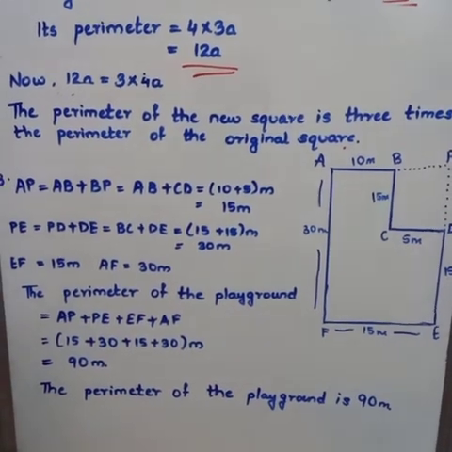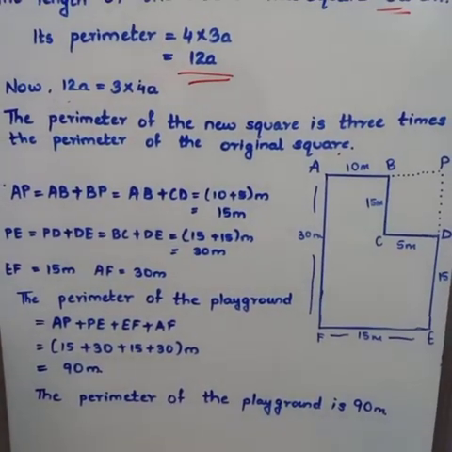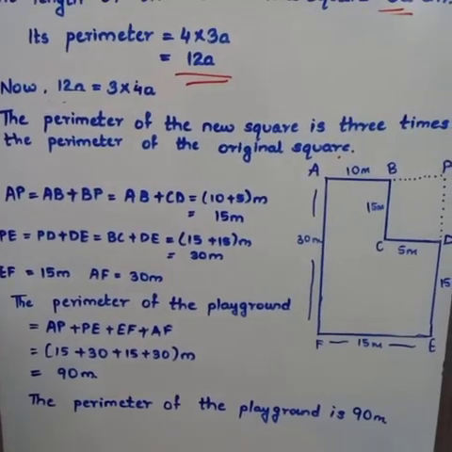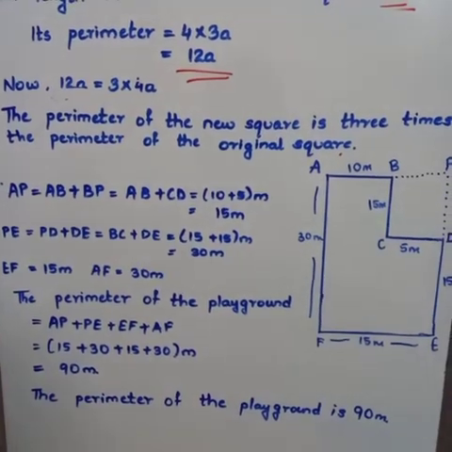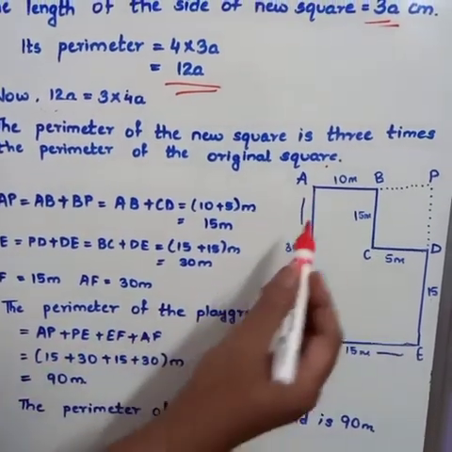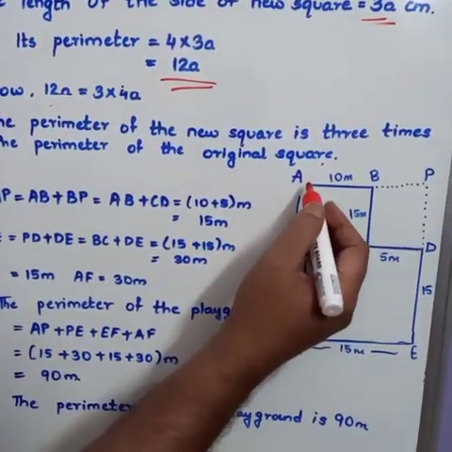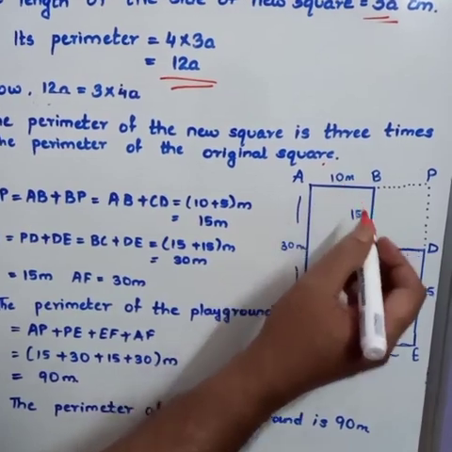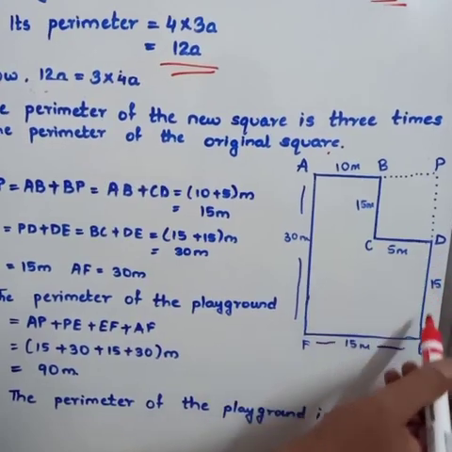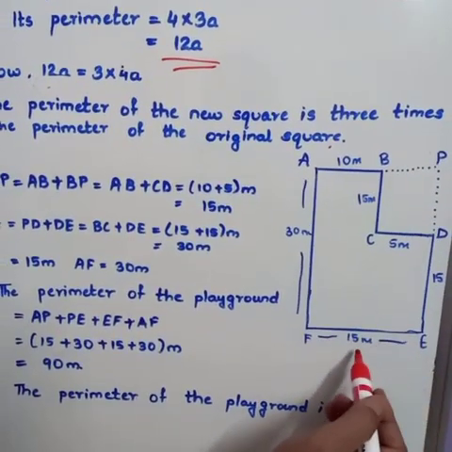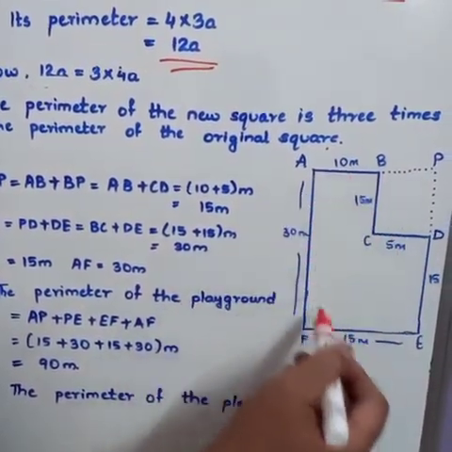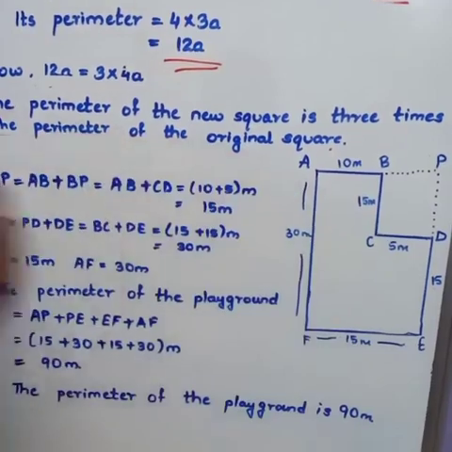Now we will solve the third sum. The figure of a playground is given. The lengths of the sides are given. Find the perimeter of the playground. You can see a diagram in your textbook. I made some changes over here. You can copy this figure. AB is given as 10 meter, BC is 15 meter, CD 5 meter, DE 15 meter, FE 15 meter and AF 30 meter. We need to find the whole perimeter of the playground.